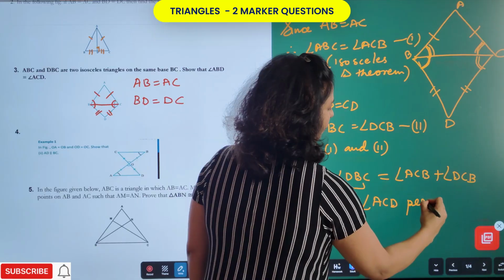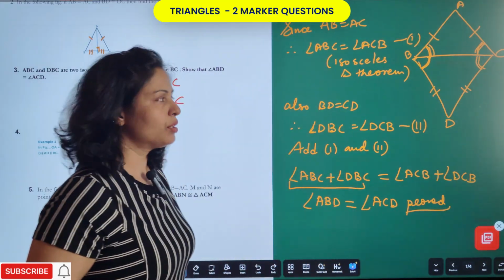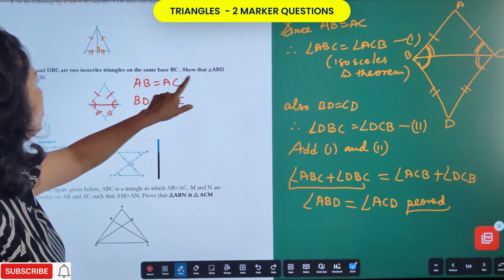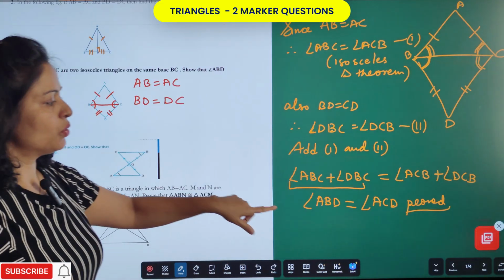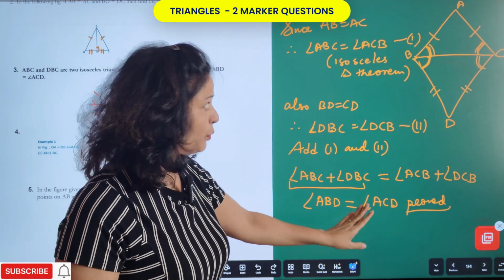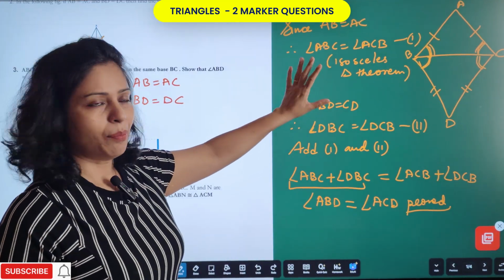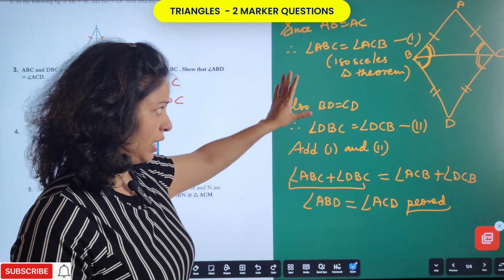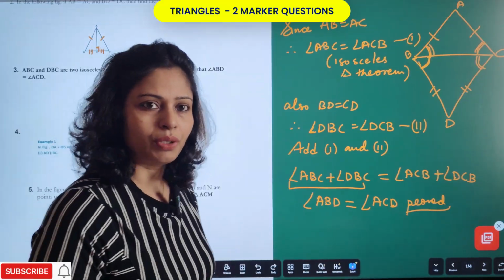So this is what they asked us to prove. This is what it was asking, show that ABD is equal to ACD. So that's how we get the proof. It's very easy. Applying the isosceles triangle theorem, we can prove these two angles to be equal.